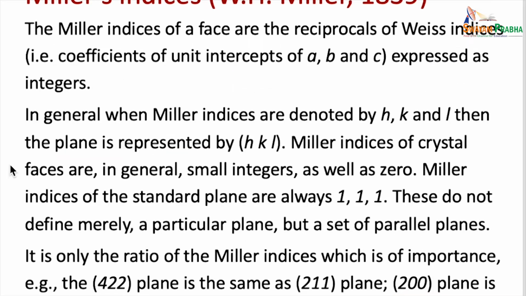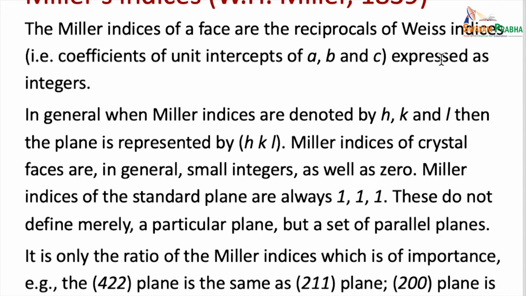Now let's talk about the Miller indices. The Miller indices were given by W. H. Miller. Miller indices are a symbolic vector representation for the orientation of an atomic plane in a crystal lattice and are defined as the reciprocal of the fractional intercepts which the plane makes with the crystallographic axes.